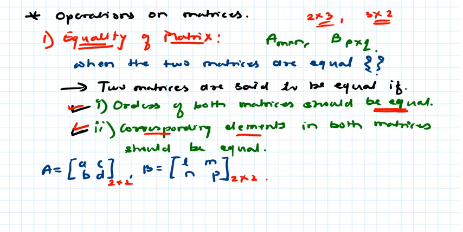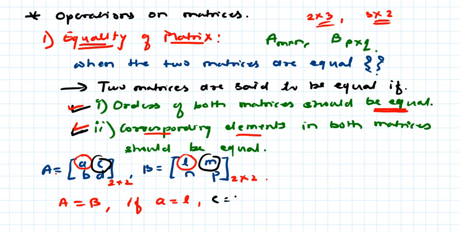Okay, so the matrix A will be equal to B if what should be equal? The corresponding elements. This is the A11 entry, and this is the A11 entry in the matrix B. So this A should be equal to L, this C should be equal to this M, this B should be equal to this N and this D should be equal to this P. Okay, then only we say that the matrices are equal.